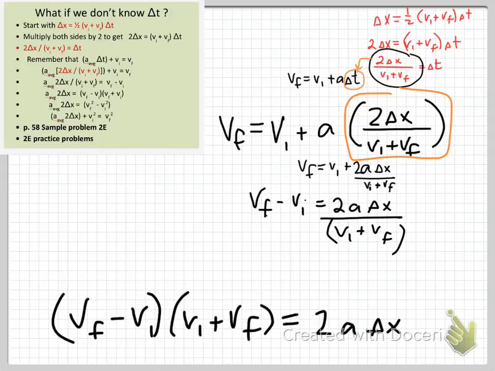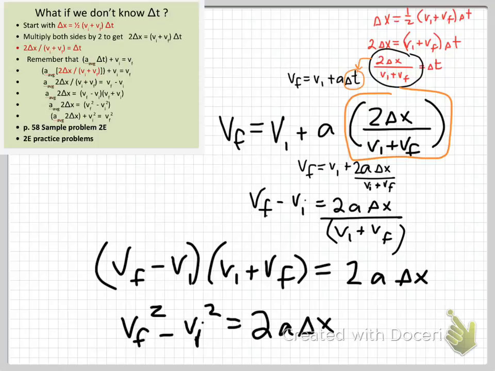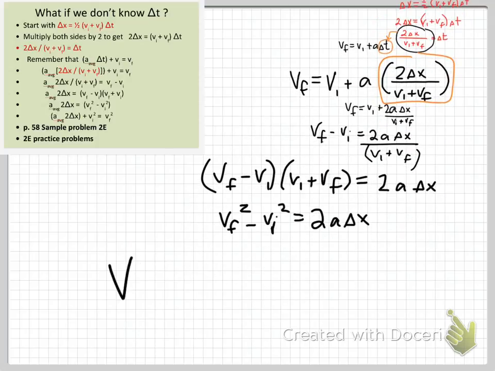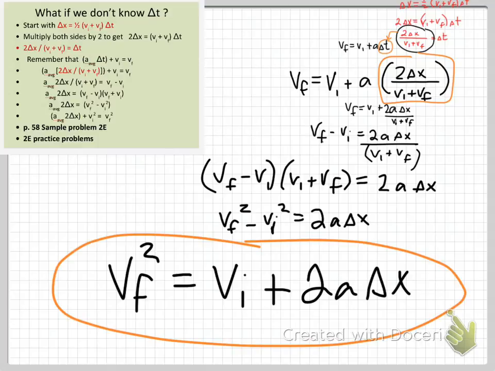Okay. Skipping the FOIL on that, what we get out of that is vf squared minus vi squared equals 2a delta x. And this is most commonly written, oh, I missed the little bar on the f again. There. This is most commonly written in the final analysis as vf squared equals vi plus 2a delta x. And that's the fourth of your 4 goldens.